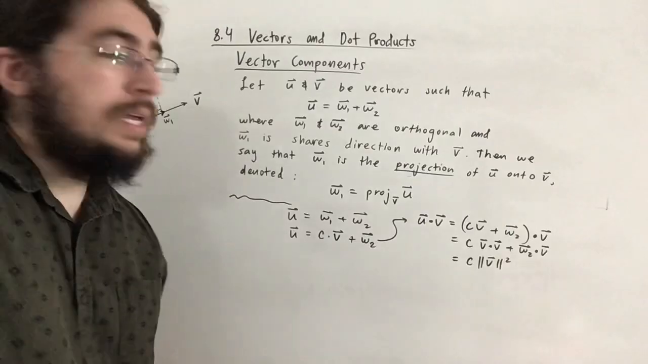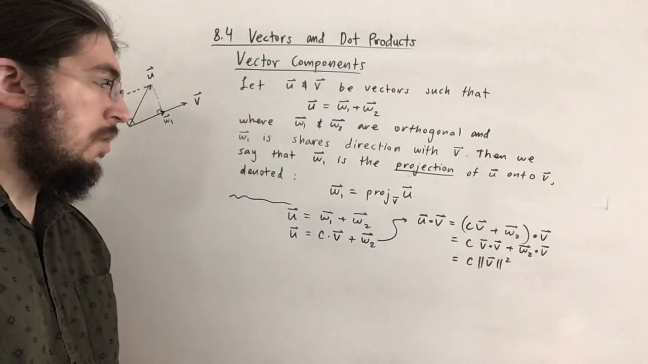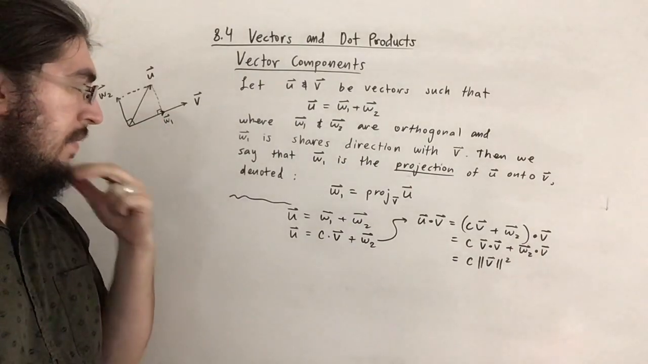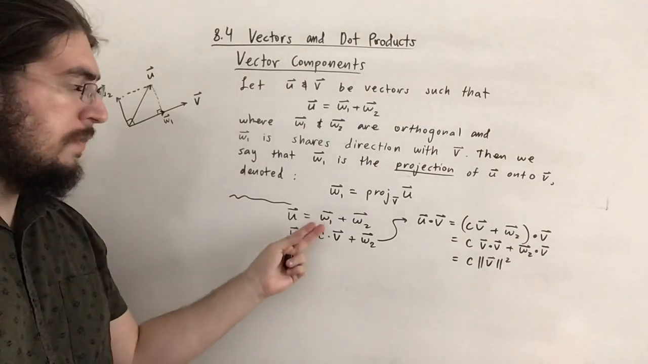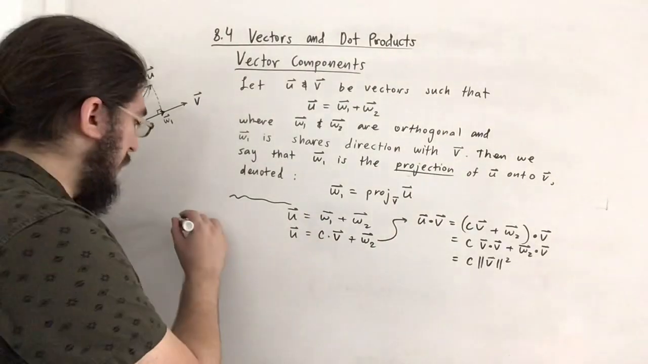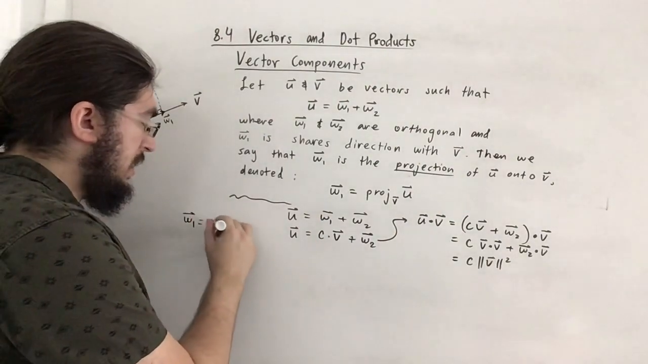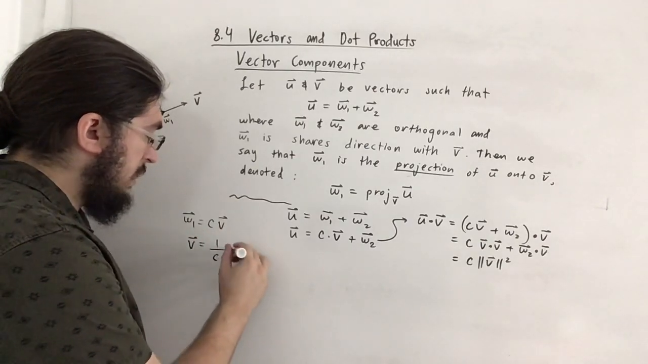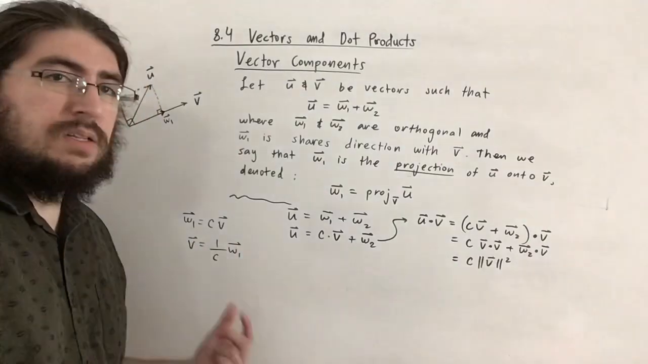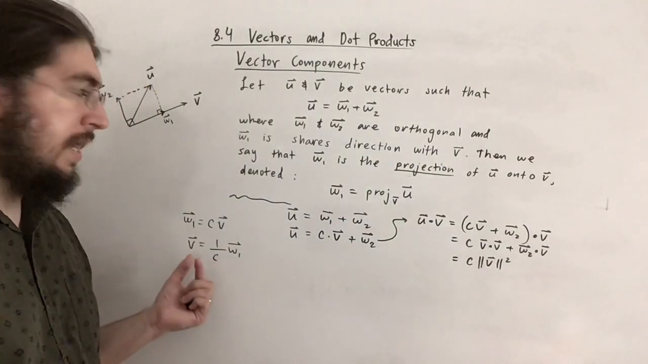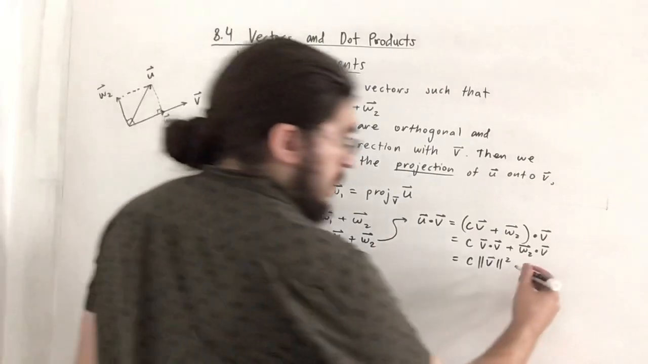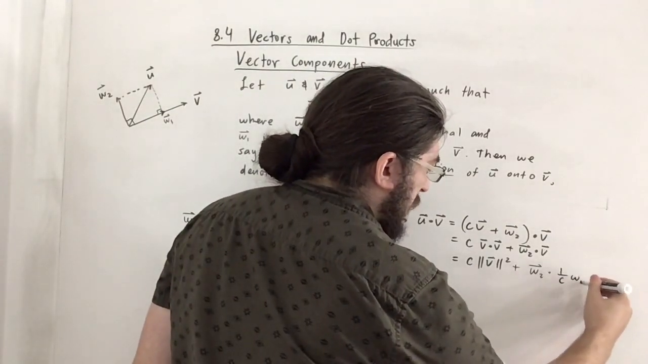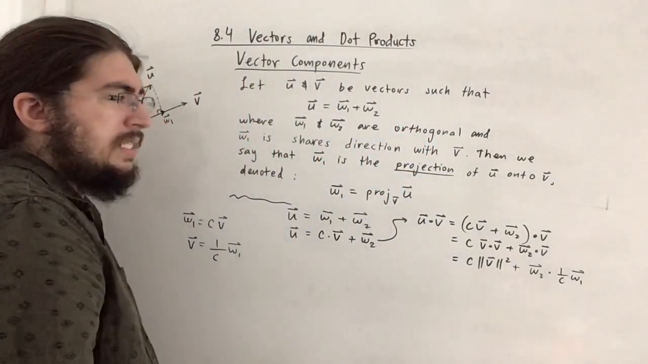Also, what is v? Well, v is a scalar multiple of w1. In fact, we wrote it the other way around: we wrote that w1 is a scalar multiple of v. But look, if w1 is equal to c times v, then we can write v as 1 over c times w1. And 1 over c is still a scalar, so that's okay. In other words, we can replace v with 1 over c times w1. And now a whole lot of really nice things happen.